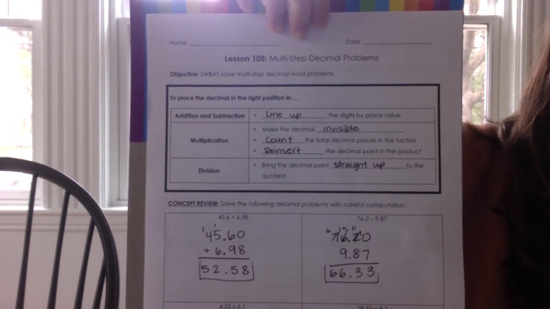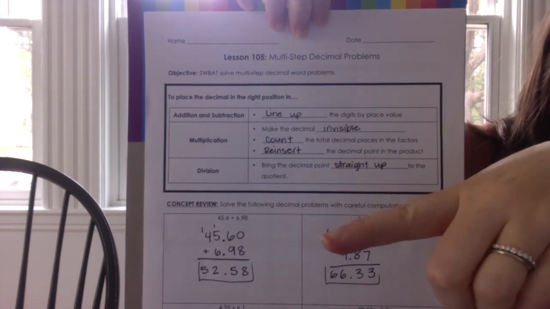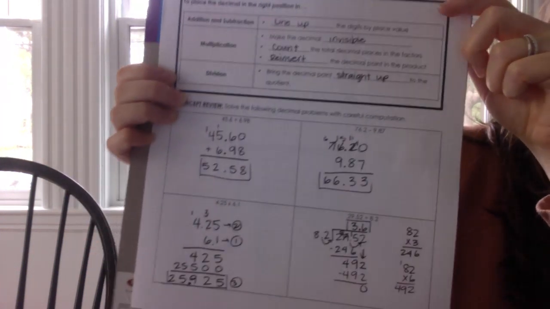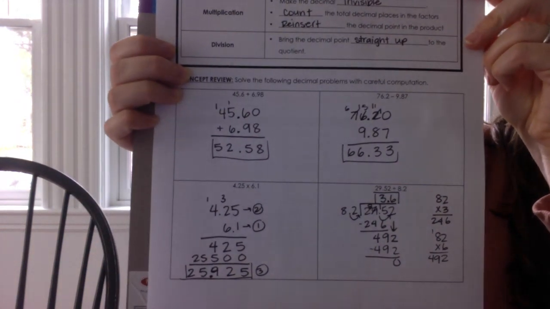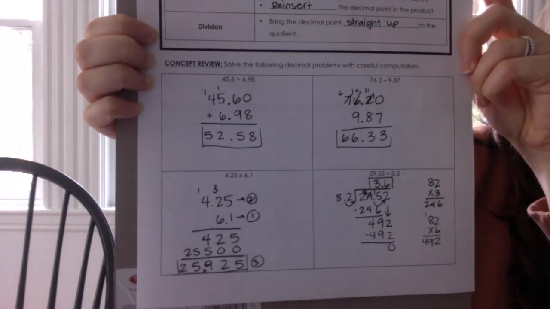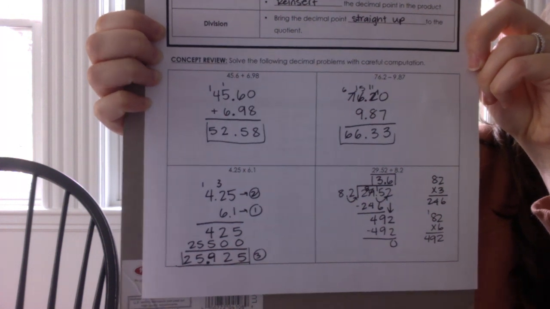And if your divisor is a decimal, you're going to have to shift both the decimal in the dividend and the divisor in order to make it like a whole number. So let's just review what that looks like with all four operations. There is a hard copy version of this on the drive if you would like to see it written down in a different way. So let's start with addition.